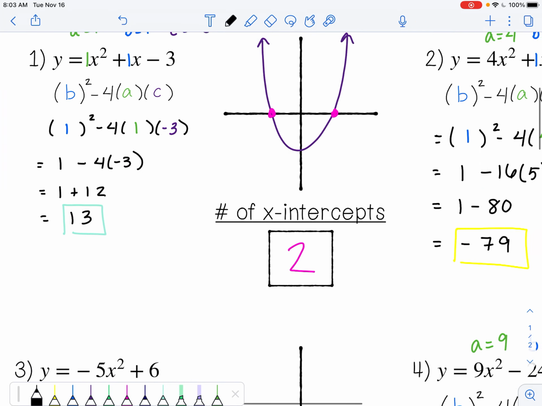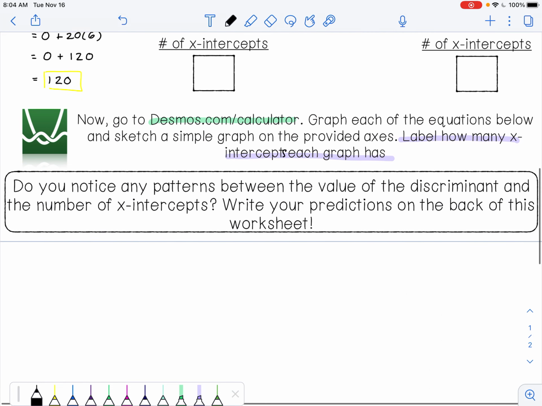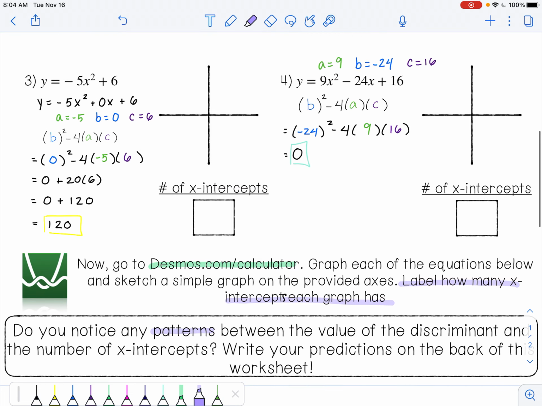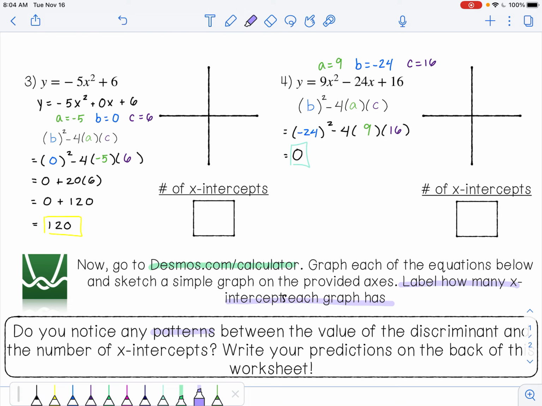Once that's done, I want you to look for any patterns that you can between the value of the discriminant, the number that we first found for each equation, and the number of the x-intercepts that you labeled for each graph. And whatever you notice, so any observations or predictions you have, I want you to write on the back of this worksheet so we can go over that in class tomorrow.